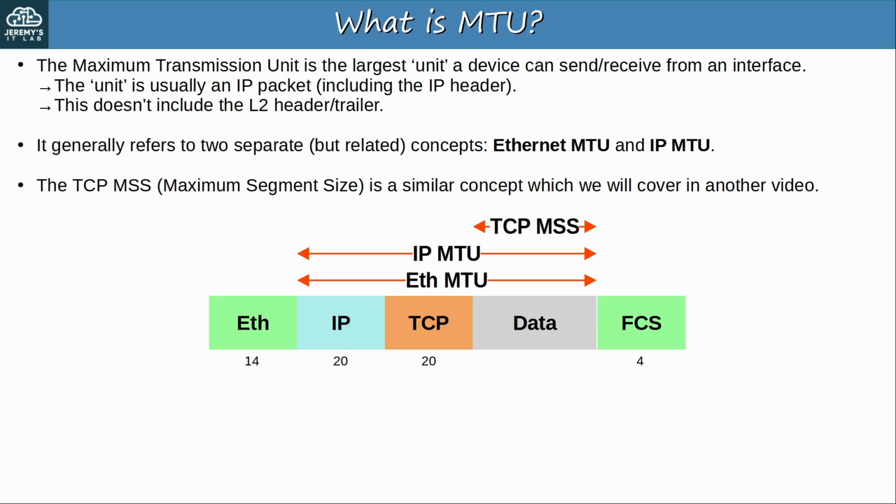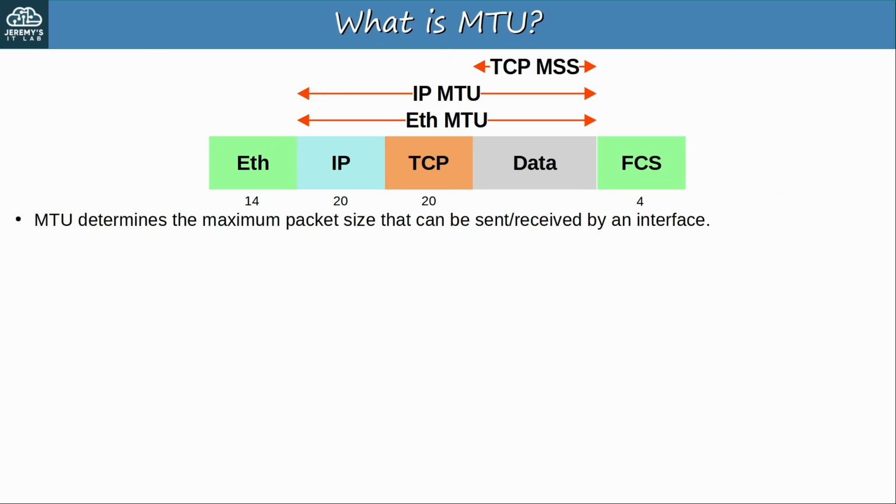Then there is the TCP MSS, maximum segment size. It is a similar concept to MTU, but we will cover it in another video. So to summarize, MTU determines the maximum size of a packet, and therefore the maximum size of a frame, that can be sent or received by an interface. The default MTU is 1500 bytes. I mentioned this in the CCNA course. However, larger values can be configured.